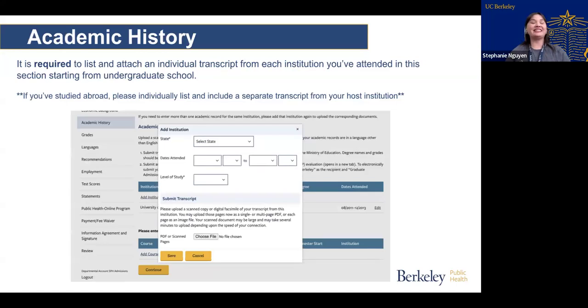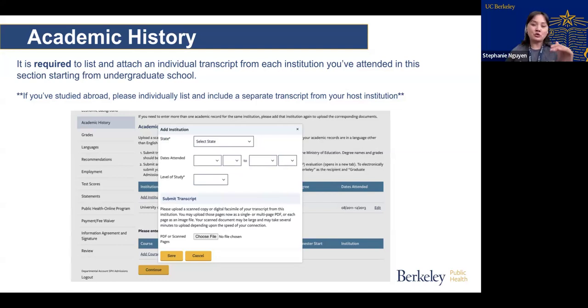The academic history, this is actually a very interesting page because the place where you would submit your transcript is kind of small. So a lot of times students miss this piece here. But on this page, it is required for you to list and attach an individual transcript from each institution that you've attended, starting in this page here. So you want to start from undergraduate school up until your highest level of education.